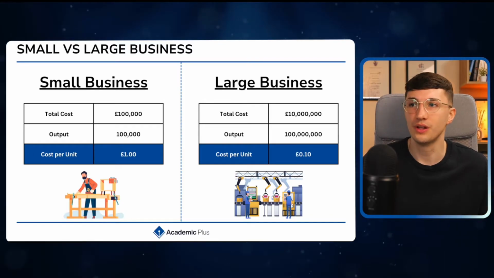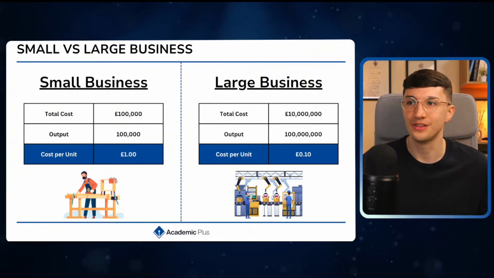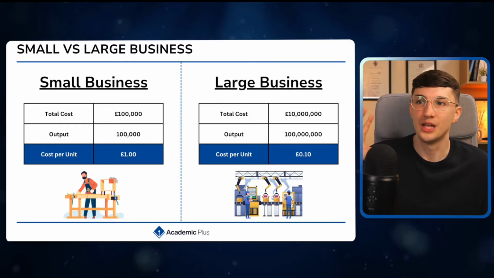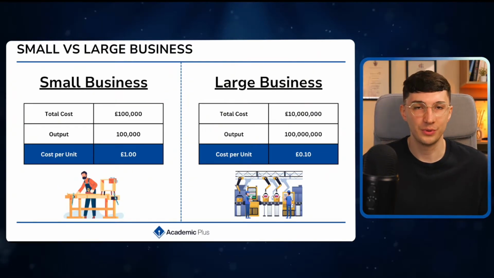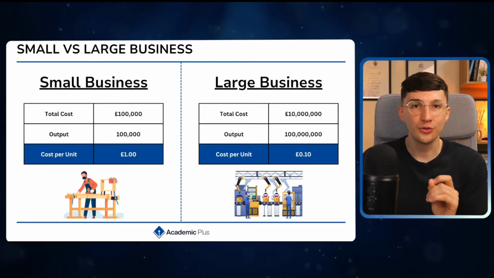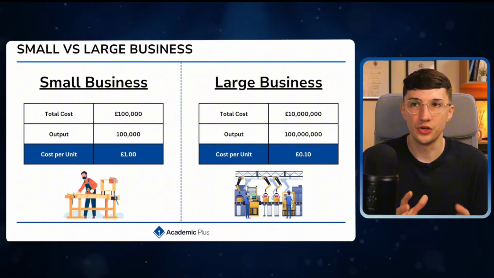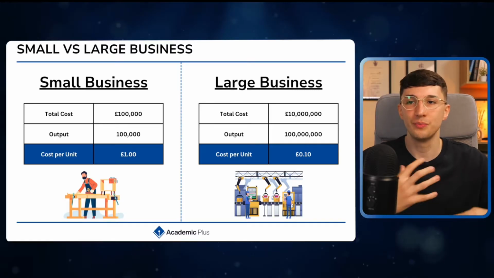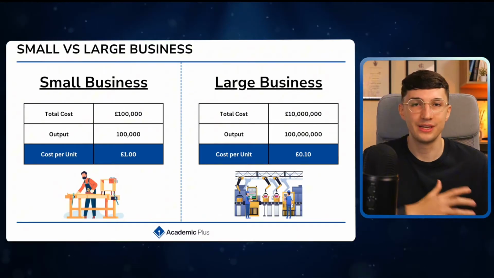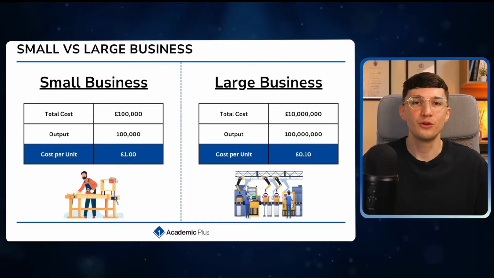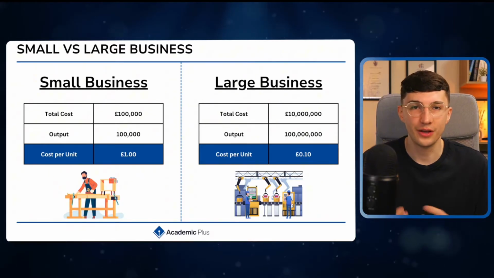Well, remember, cost per unit: total cost divided by the output equals our cost per unit. So for your small business, cost per unit is £1, but for your larger business, it is now 10 pence. So the time to produce each individual unit for this larger business, who uses more automation and machinery, has begun to reduce. So they can now focus more on mass production to lower their unit costs.